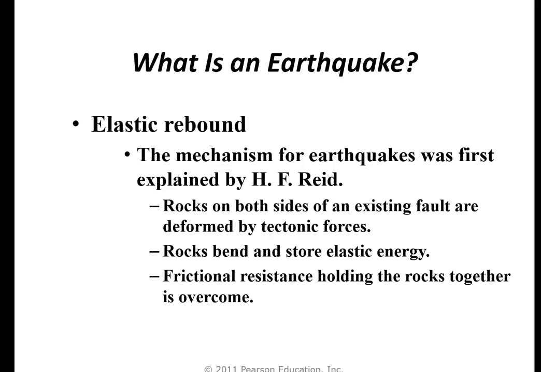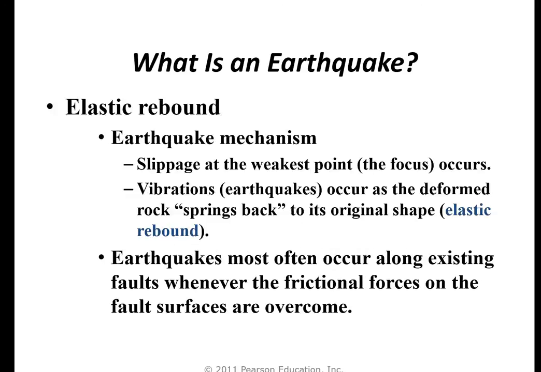Now, there is a theory about elastic rebound as the mechanism for earthquakes, first explained by H.F. Reid. It said that rocks on both sides of an existing fault are deformed by tectonic forces, and that rocks bend and store elastic energy, and frictional resistance holding the rocks together is overcome. In the earthquake mechanism, slippage at the weakest point, the focus, occurs, and vibrations, the actual earthquake itself, occur as the deformed rock springs back to its original shape, hence the elastic rebound. And earthquakes most often occur along the existing faults where the frictional forces on the fault lines are overcome.